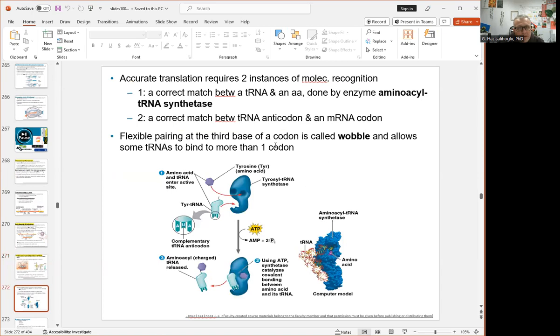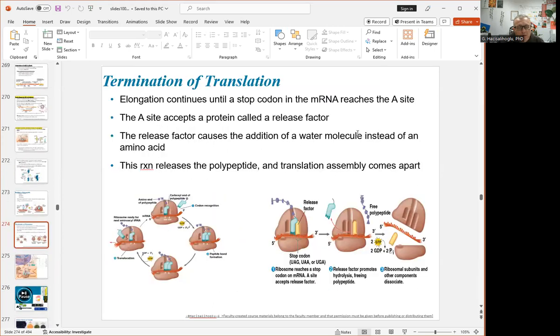Here they talk about some other enzymes involved, ensuring the correct match between tRNA and amino acid. The enzyme involved is amino acyl tRNA synthetase, for the correct match. And then once the translation is completed and reaches a stop codon like UAG, UGA, or UAA, it gets terminated. It's called termination of translation.